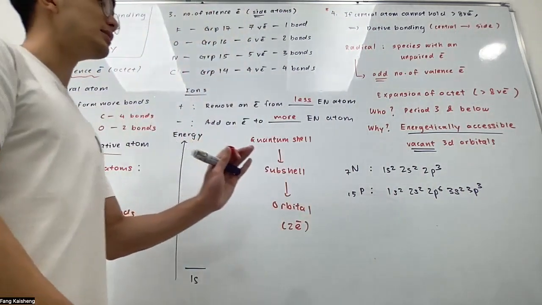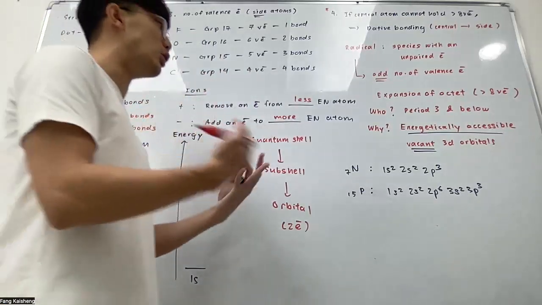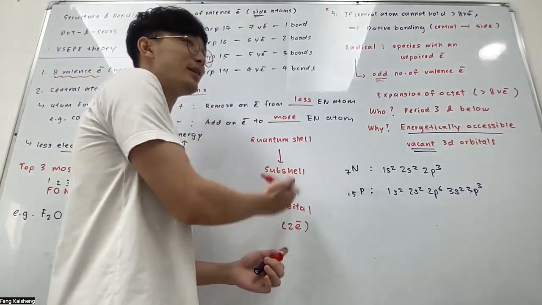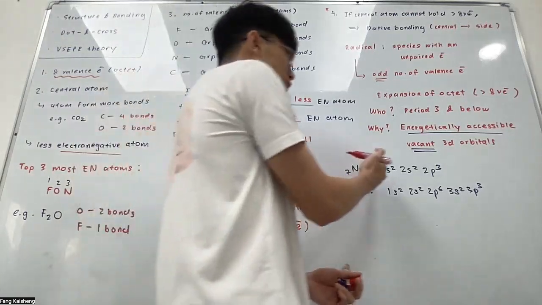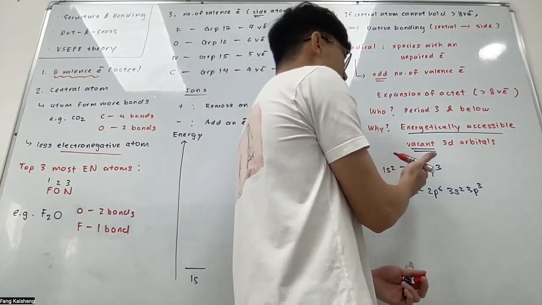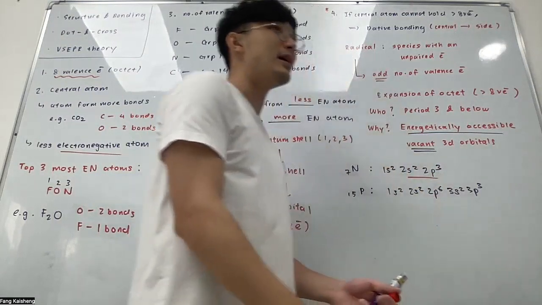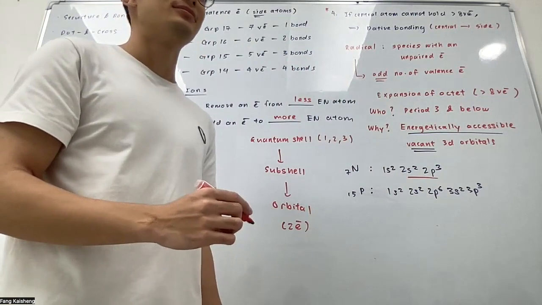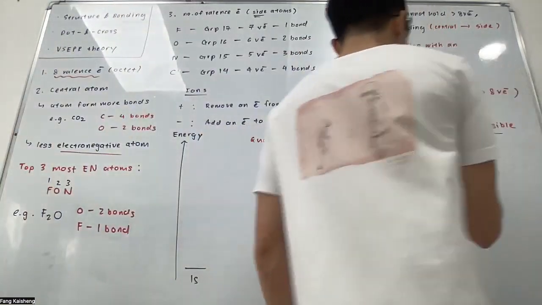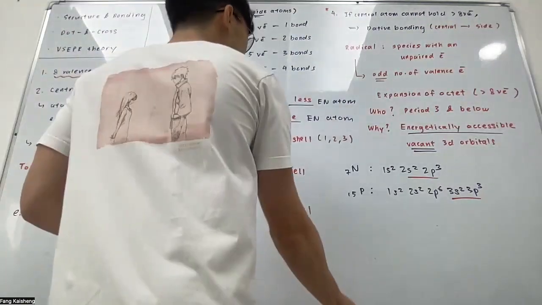Now, looking at this, we are interested in the valence shell. When I say valence shell, what are we actually talking about? The outermost quantum shell, right? Remember, the quantum shell is represented using numbers. In other words, I'm only interested in the second shell. How about for phosphorus? The third shell, good. So I need you to write this out and then underline your second quantum shell and your third quantum shell, respectively. Now let me erase this.